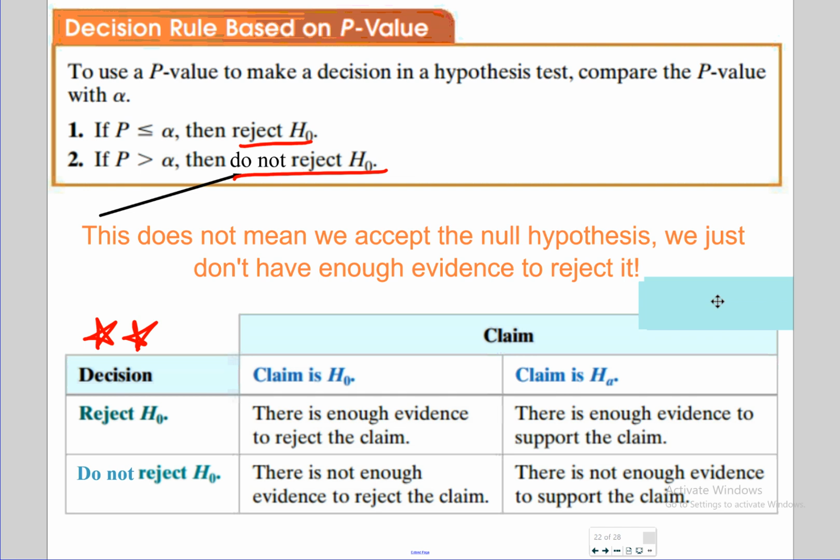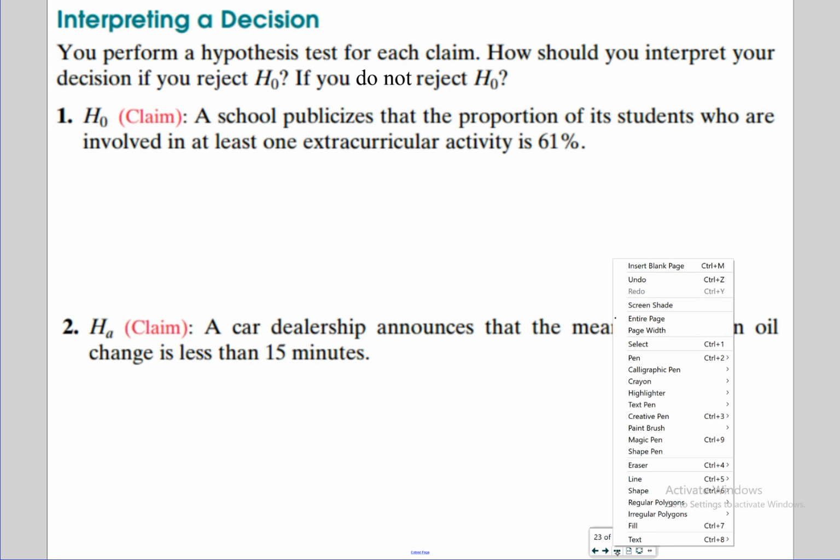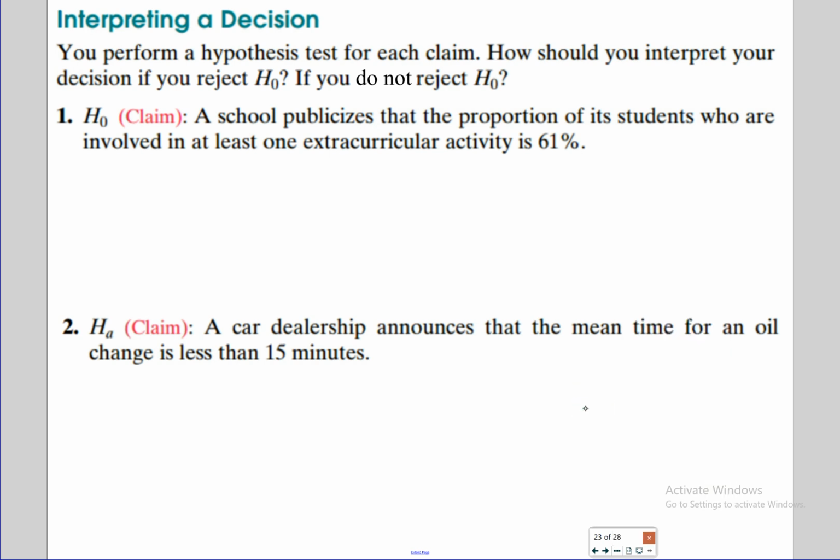All right, so I'm gonna flip ahead. We're going to use this one. Interpreting a decision. It says, you perform a hypothesis test for the following claims. How would you interpret your decision if you reject the null or you do not reject the null? We're giving an example of each here, depending on whether our claim is one or the other. Let's start with the first one. The null hypothesis is the claim, and the claim is that a school publicizes that the proportion of its students who are involved in at least one extracurricular activity is 61%.